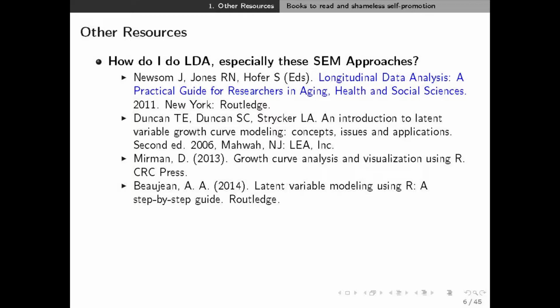And here's a book, 2013 by Mirman, called Growth Curve Analysis and Visualization Using R. I found this book preparing these slides because I'm trying to learn R. I wanted to have a nice R book to recommend, and the reason I'm recommending this book is because it uses lme4 and ggplot2. If you know R, you may know that those are important functions. lme4 is what we're going to use for mixed effect models, and ggplot2 is a really nice way of drawing figures.